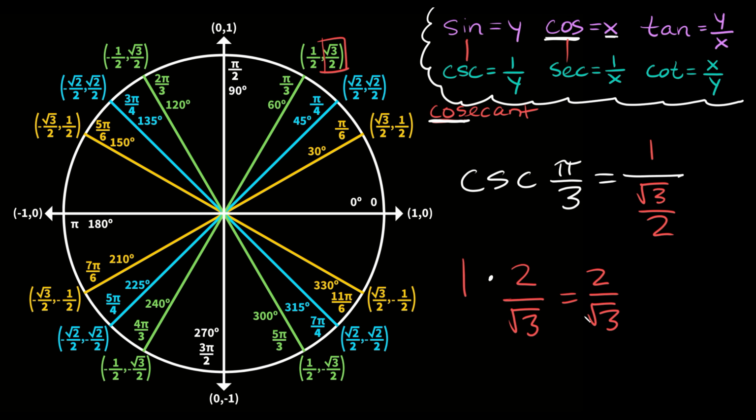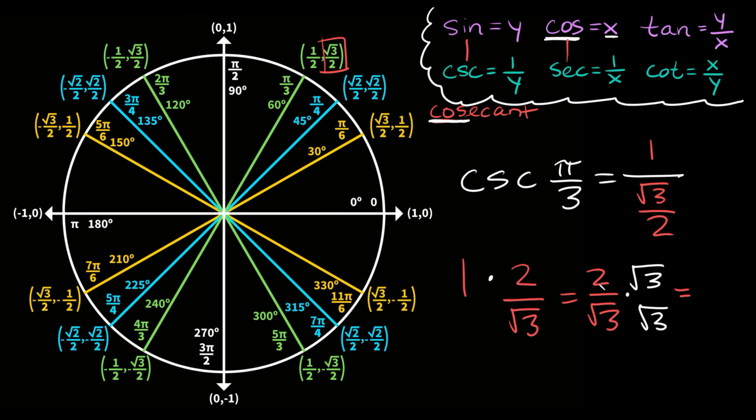Now the problem here is that we have a square root, a radical in the denominator, which is not allowed because that makes this irrational. So to rationalize it, we simply have to multiply by this denominator on the bottom and on the top.